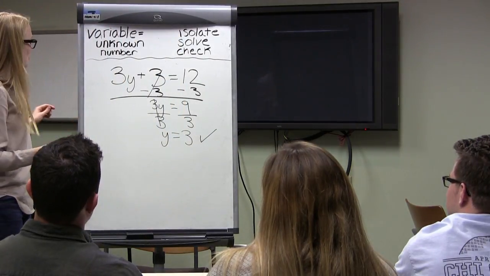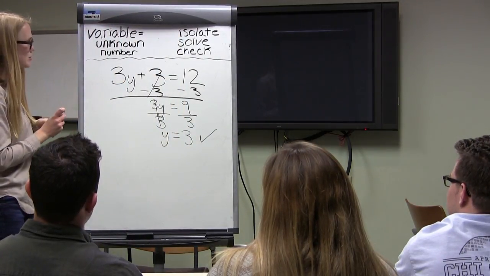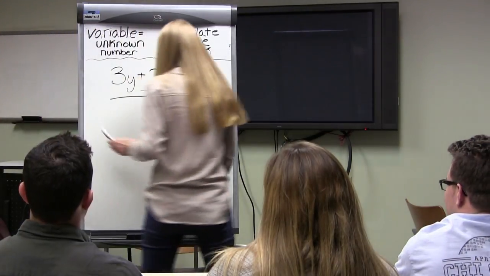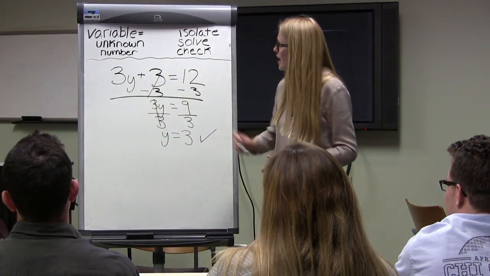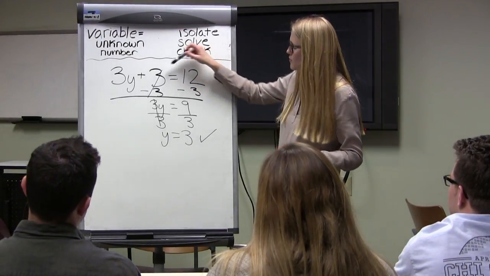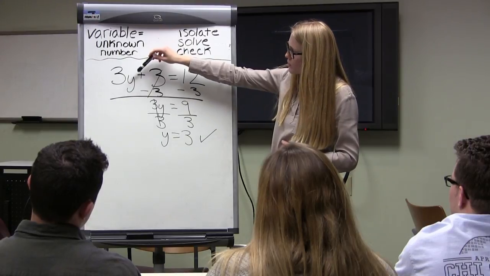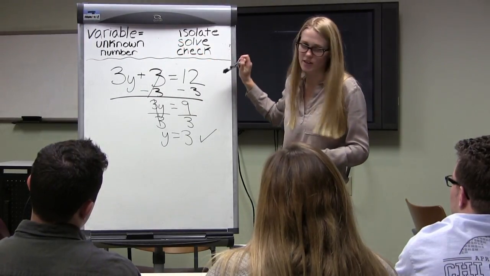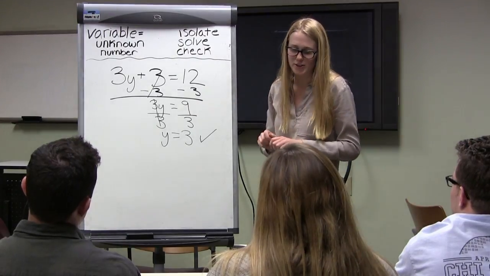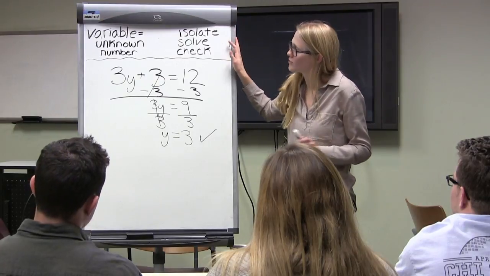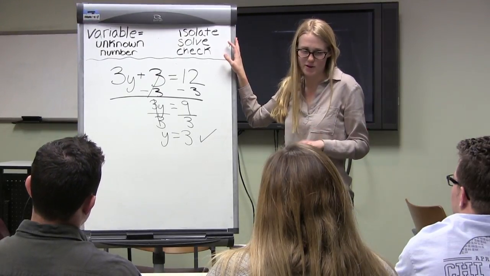Good job, everybody. Does anybody have any questions? Okay, so that's basically how you solve two-step equations. You always isolate the variable by taking the number that doesn't have a variable and moving it to the other side of the equation. Now I'm going to teach you a chant on how to remember these 3 steps for solving two-step equations.